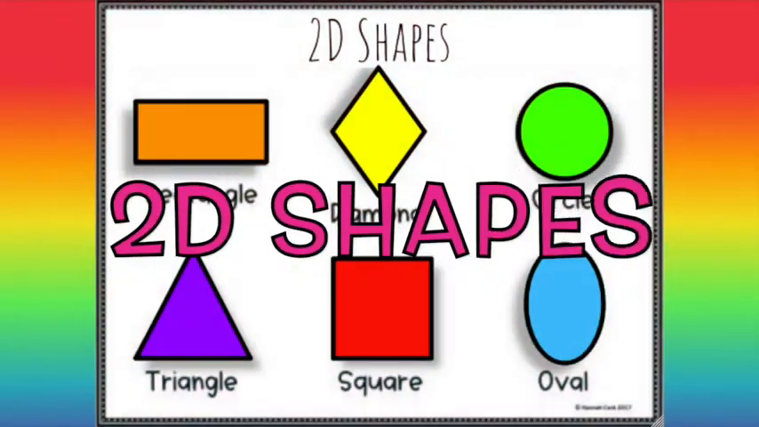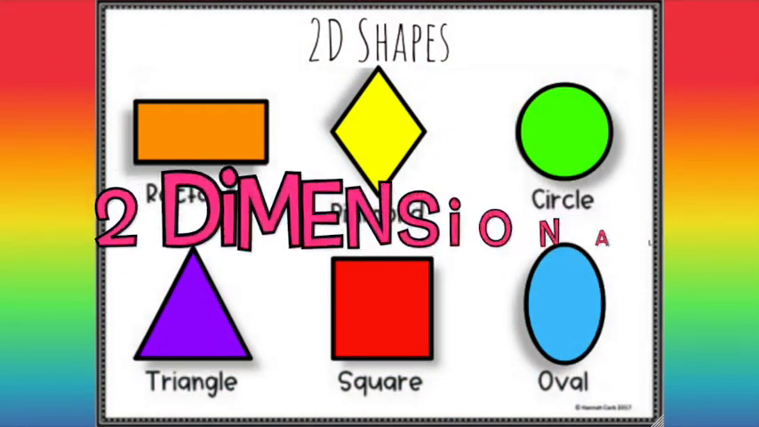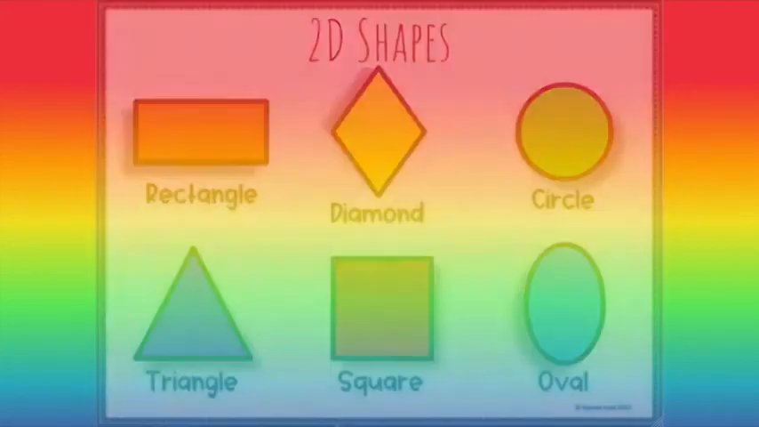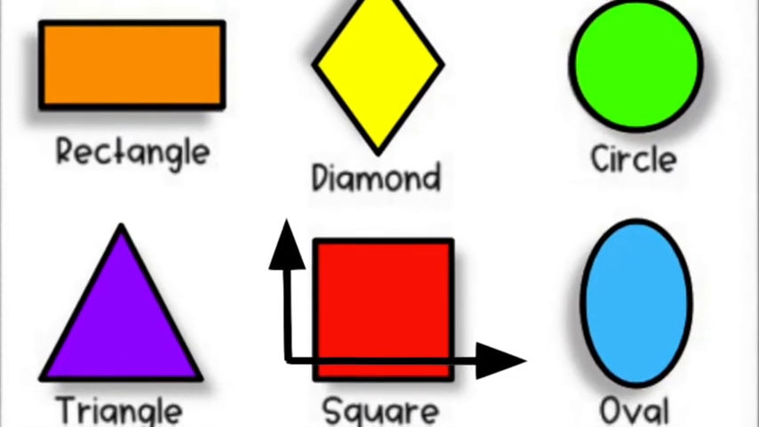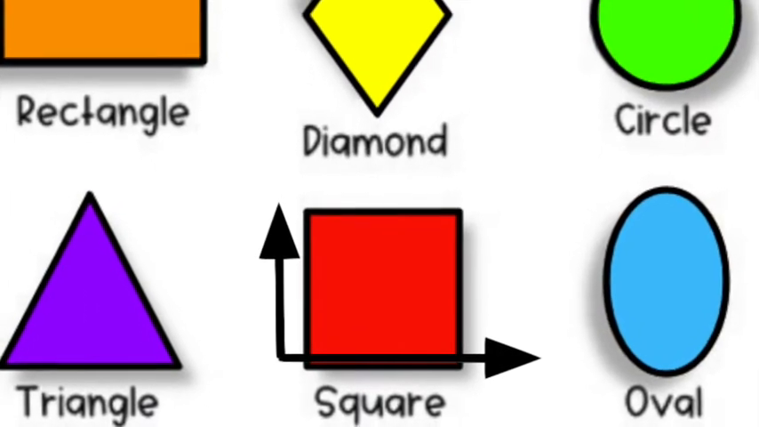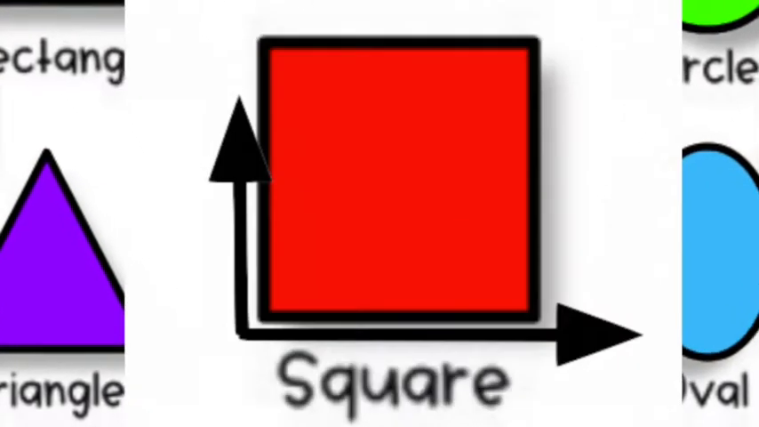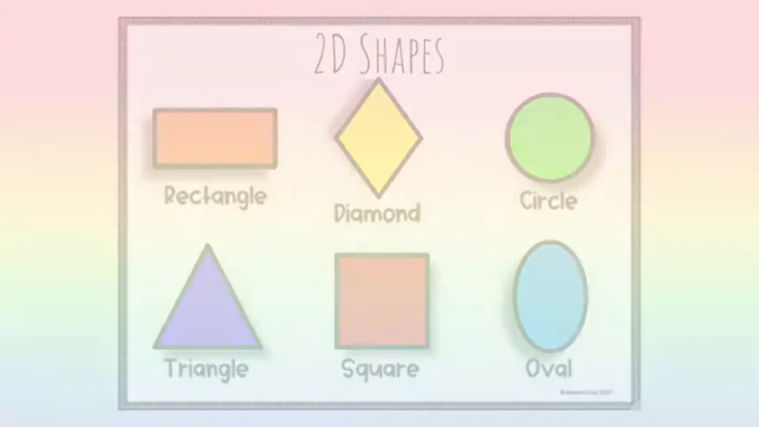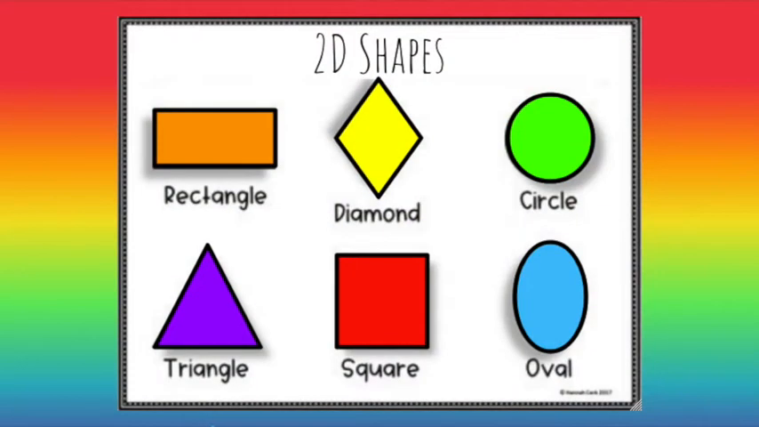Let's first talk about 2D shapes. Now 2D stands for two-dimensional. Two-dimensional means it goes in two different directions, or two ways. It means it goes up and down and side to side, like seen on this square. This shape is two-dimensional. Those are the shapes that you know: rectangles, diamonds or rhombuses, circles, triangles, squares, and ovals.